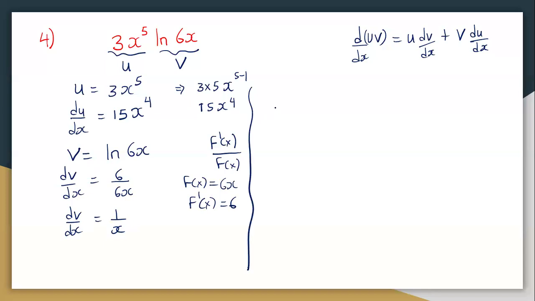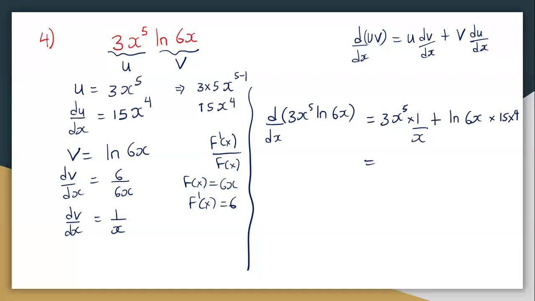Then I'm going to substitute. So I'll say my dy/dx of my function 3x^5 ln(6x) will equal my u, which was 3x^5, multiplied by dv/dx, which is 1 over x, plus v. Our v was ln(6x), times du/dx. My du/dx was 15x^4.